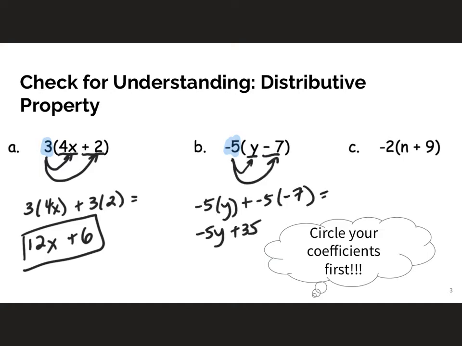Let's look at part C. So for part C, I'm going to highlight -2 because that's the whole thing in front of my parentheses. I'm going to draw arrows to everything in my parentheses and underline each of those terms that I want to specifically work on. So I have -2 times n, which is -2n, okay, plus -2 times 9. So this is -2n, and then -2 times 9 is -18.